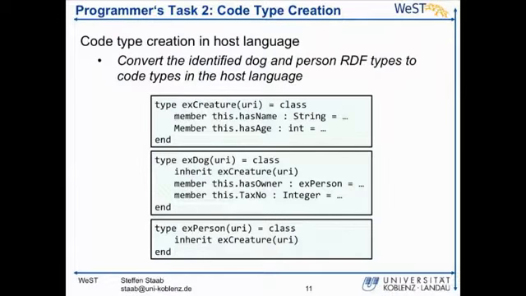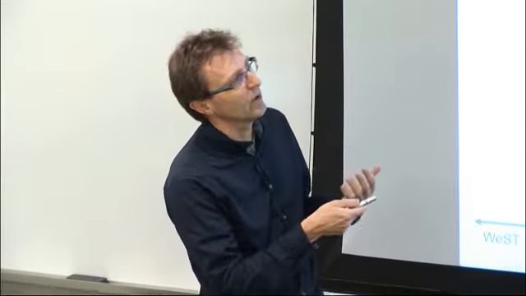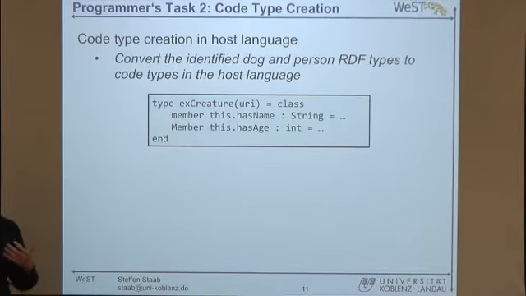And then when you have found out, okay, I'm really interested in the dog and the person RDF type, then of course to program against that, you somehow have to mirror these types in your programming environment. So basically you take these types and you provide code types. The terminology always overlaps here. So I try to speak of RDF types when I talk about RDF, and when I talk about F#, for example, I try to speak of code types.